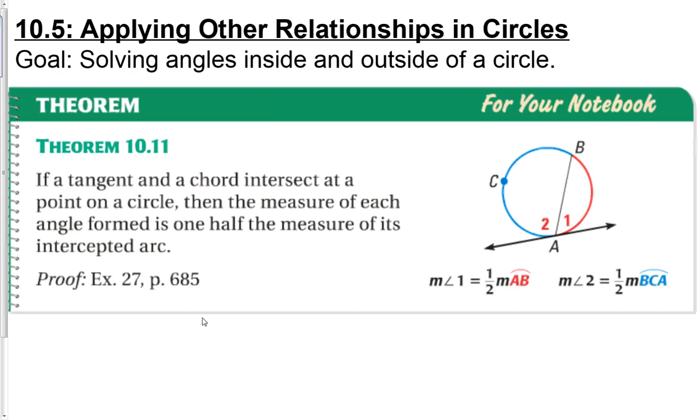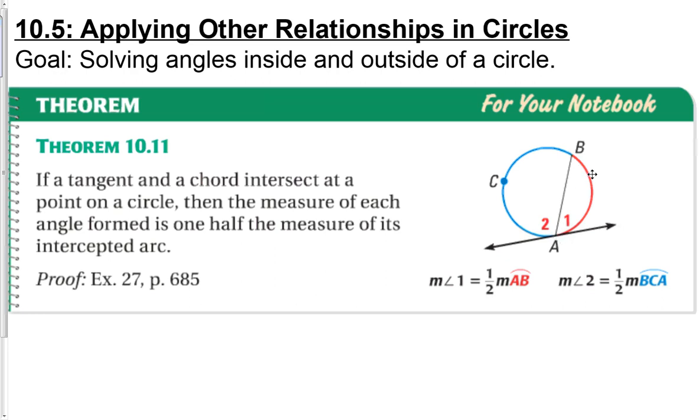Today's lesson is applying other relationships in circles. Starting off with a theorem: if a tangent and a chord intersect at a point on the circle, point A in this case, then the measure of each angle formed is 1/2 the measure of its intercepted arc. So this angle here, because we are on the circle, angle equals half the arc.